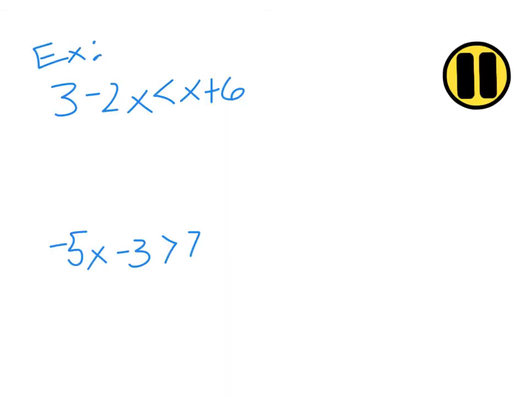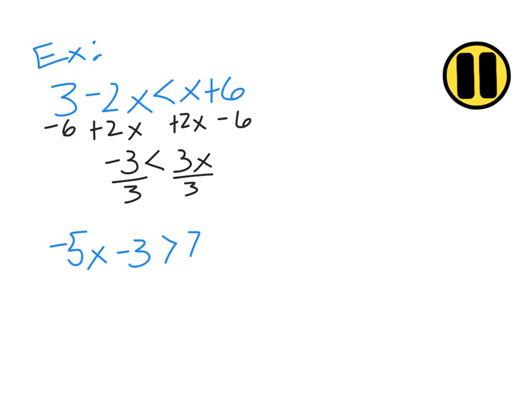Ta-da. Okay, I want you to pause again and go ahead and solve these two. Make sure to put them on a number line when you're done. Start by solving like normal. That simplifies to negative 3 is less than 3x. I did not flip any inequalities because I didn't multiply or divide by anything. All I did on the step before was add or subtract.